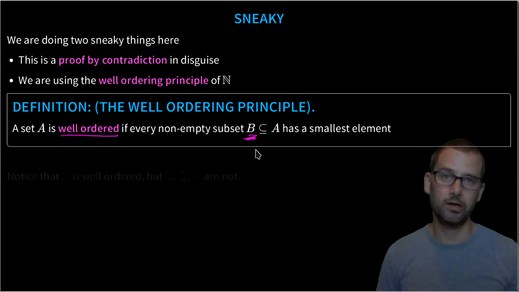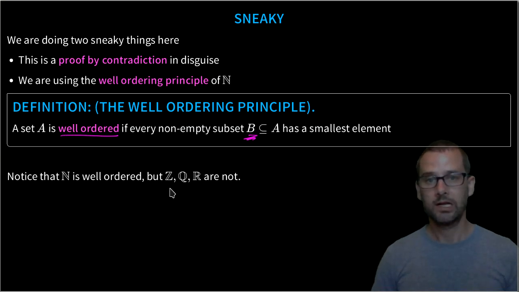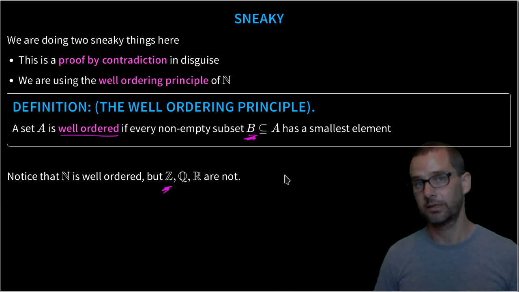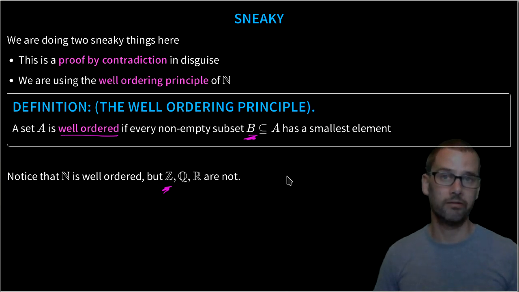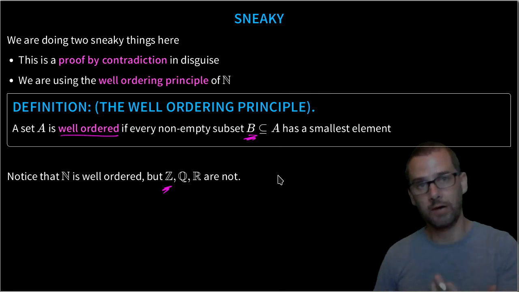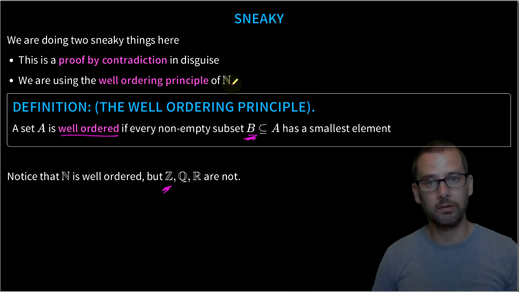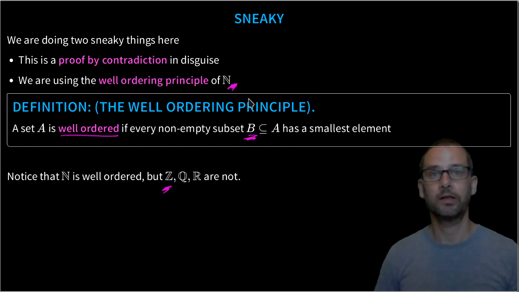And this seems completely obvious about the natural numbers, but we should remember that other sets are definitely not well ordered. So for example, Z is not well ordered because I can take the even numbers out of Z, so all even numbers, positive or negative, and there's never a smallest element. I can always make something smaller. Similarly, the rationals and the reals are not well ordered. Okay, so we're really using something very special about the natural numbers here, that every non-empty subset has a smallest element.